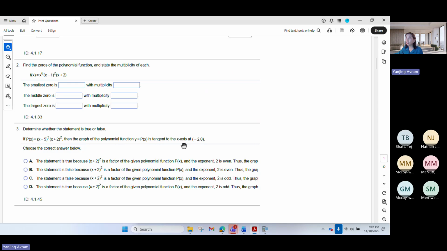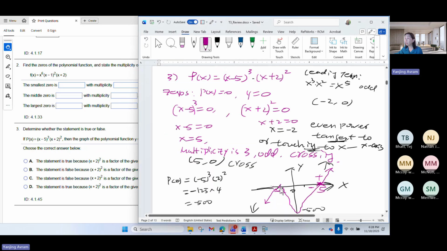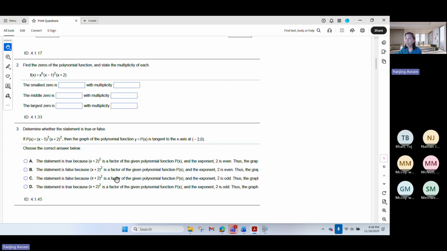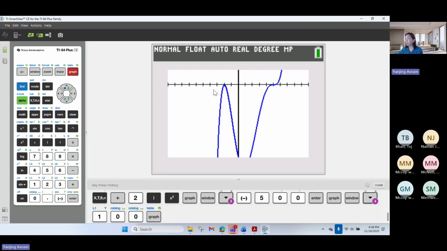Let's see what it says here. The graph is tangent to the x-axis at negative 2 and 0. Yes, that is true. This statement is true because the exponent 2 on this factor is an even power, so the graph is tangent to the x-axis at negative 2 and 0. And the graph will cross at 5 and 0. So it is tangent at negative 2 and 0, but crossing at 5 and 0.